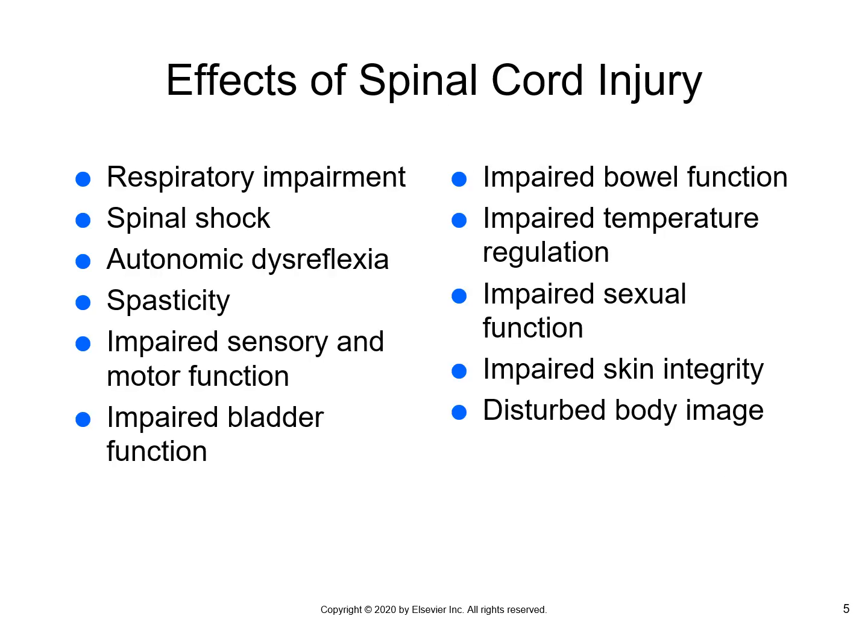Okay, effects of spinal cord injury. So these are the effects of spinal cord injury. We might have respiratory impairment, spinal shock, autonomic dysreflexia, spasticity, impaired sensory and motor function, impaired bladder function or bowel function, impaired temperature regulation, impaired sexual function, impaired skin integrity, and disturbed body image.